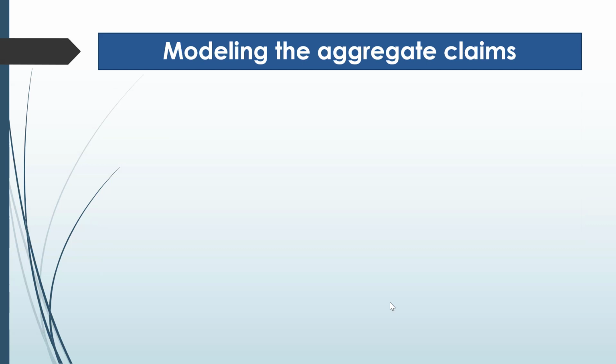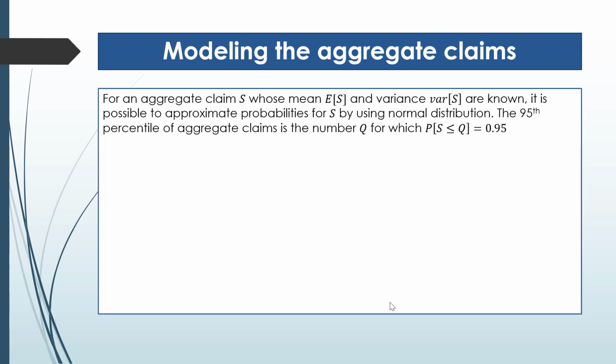Modeling the aggregate claims. Another type in modeling the aggregate claims is using normal approximation. For an aggregate claim S, whose mean, expected value of S, and variance, variance of S, are known, it is possible to approximate the probabilities for S by using normal distribution. The 95 percentile of aggregate claims is the number Q for which probability of S less than or equal to Q is 0.95.